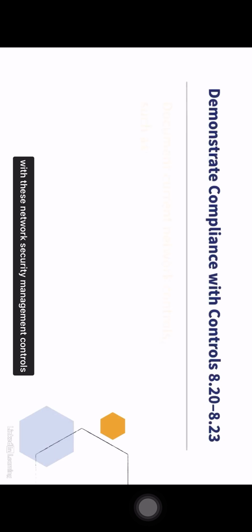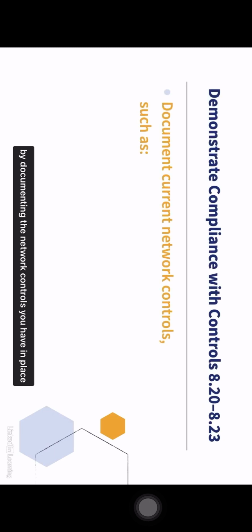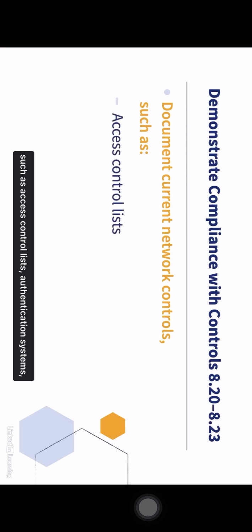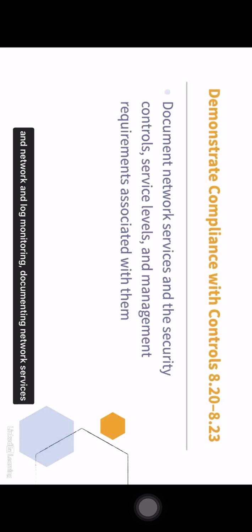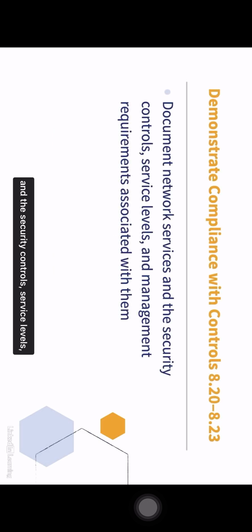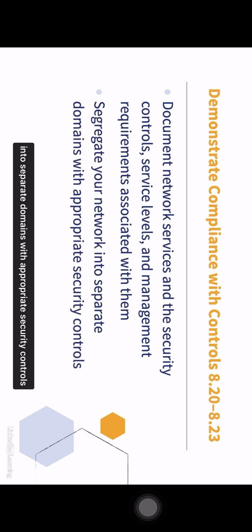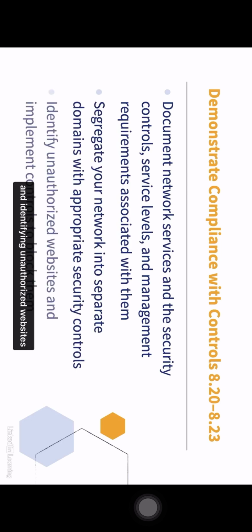You can demonstrate compliance with these network security management controls by documenting the network controls you have in place, such as access control lists, authentication systems, and network and log monitoring, documenting network services and the security controls, service levels, and management requirements associated with them, segregating your network into separate domains with appropriate security controls, and identifying unauthorized websites and implementing controls to block them.